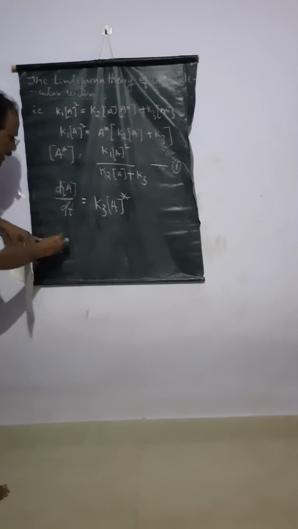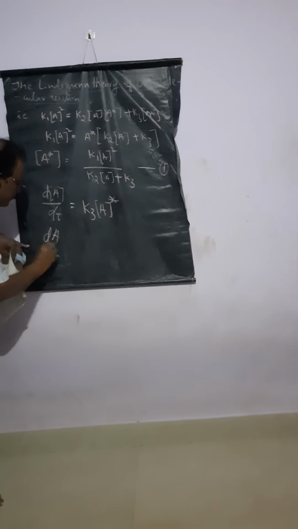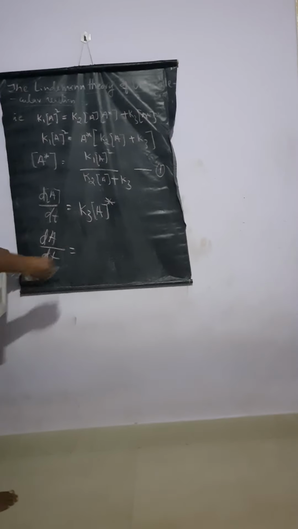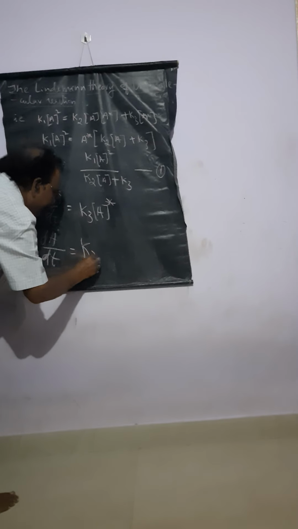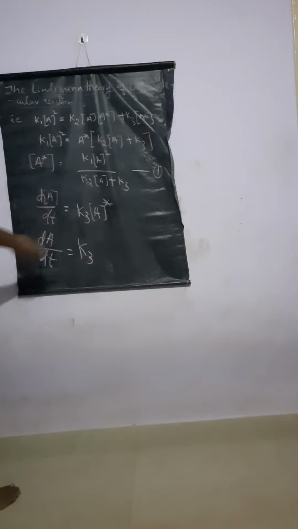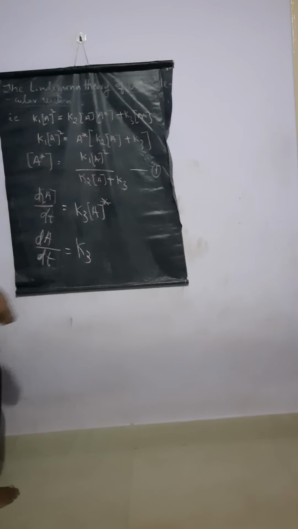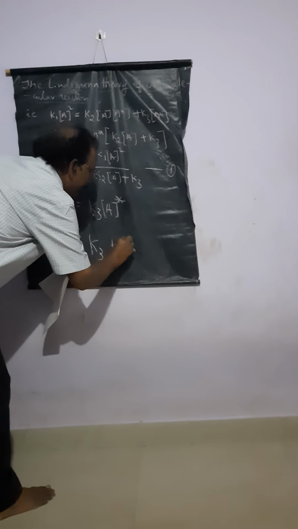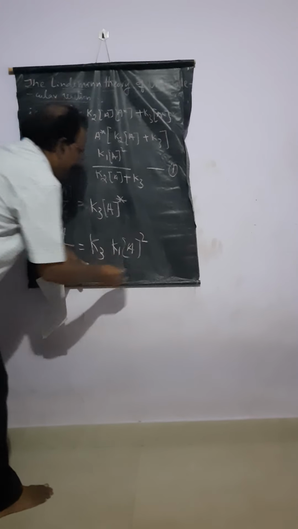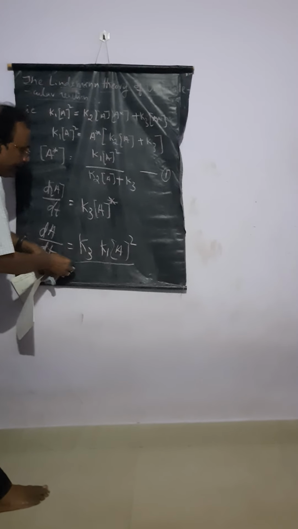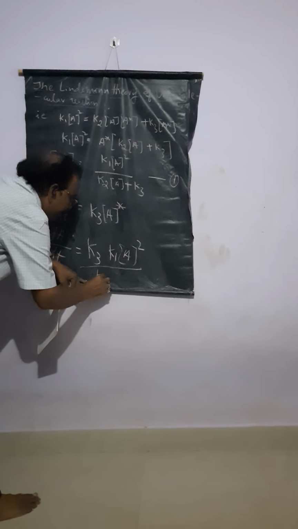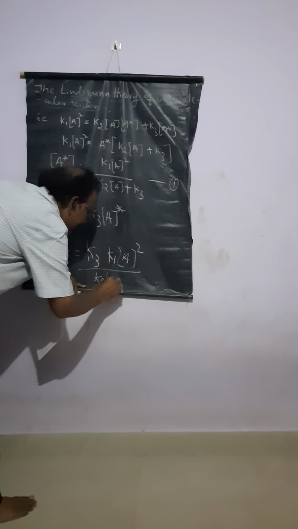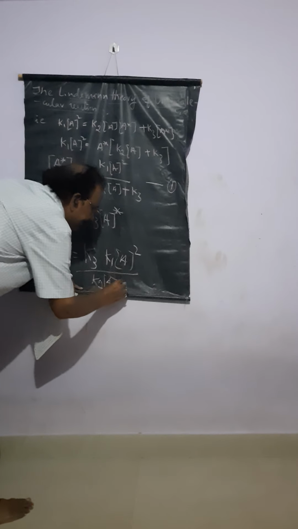That is, dA by dt is equal to K3 into A star. So what is A star? A star is given by this expression: K3 into K1 into A square divided by K2 into concentration of A plus K3.